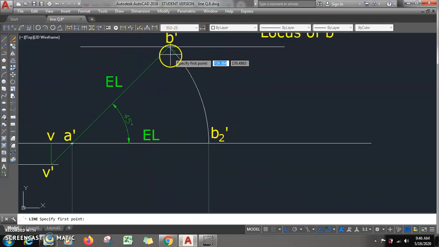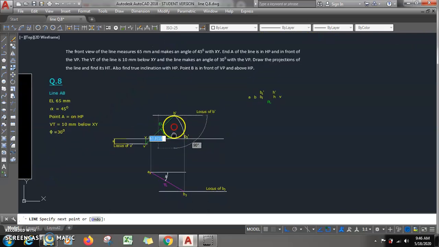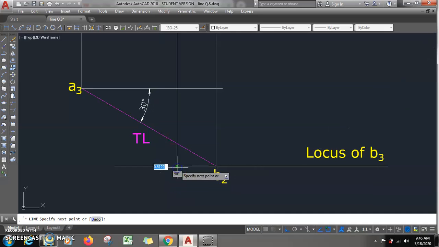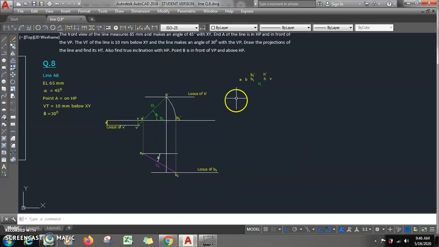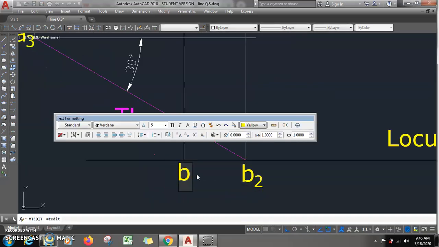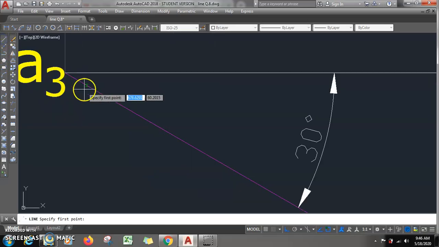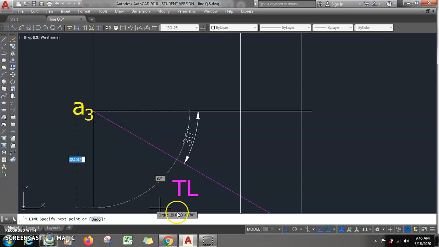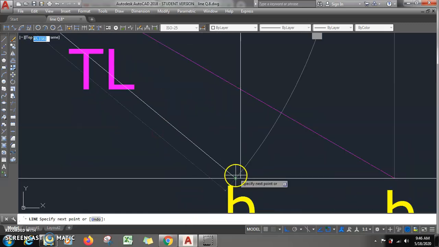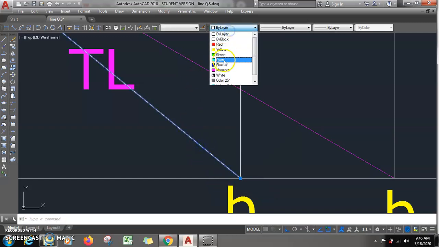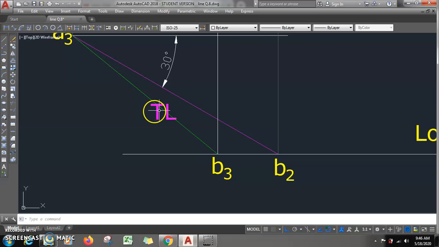So what we will do? From B dash, we will have one vertical line there. Okay. So this point becomes, this point is point B3. You see, this point is point B3. And if you join A3 with B3, okay, so this length is the plan length. You see, this length is a plan length.